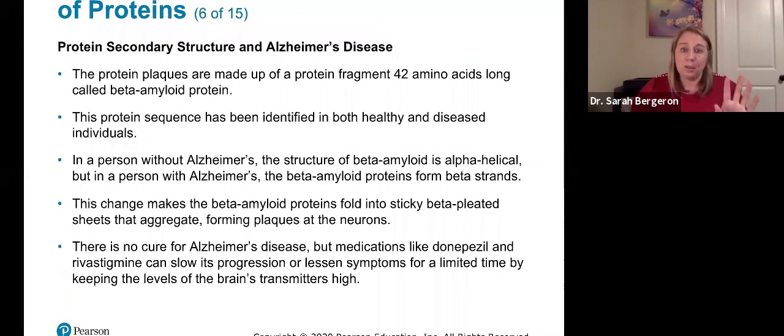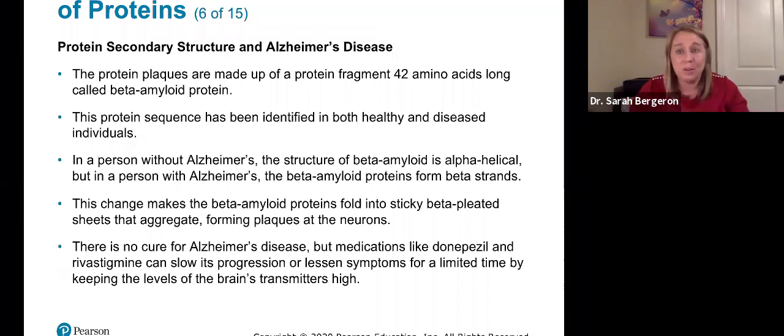So if you're a normal person, your beta amyloid is alpha helical, like my telephone cord. But if you have a person who has Alzheimer's and you look at their beta amyloid protein, what you'll see are beta strands. And so that change, the primary amino acid sequence is the same, the change in secondary structure from that alpha helix to the beta sheets is what forms the plaques. Because those beta sheets are basically sticky, they are attracted to one another instead of being not attracted to one another. They are now because of that secondary structure, and they form those plaques.